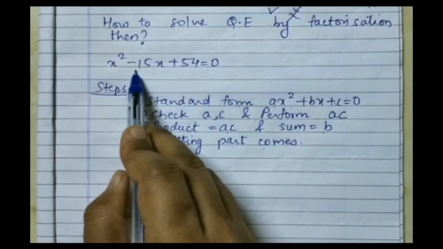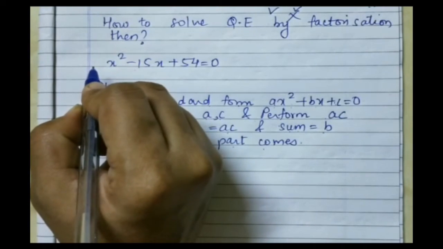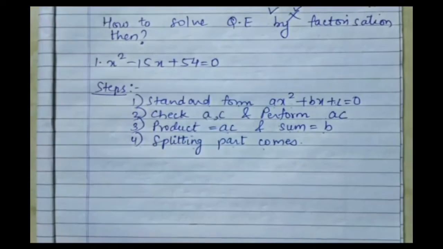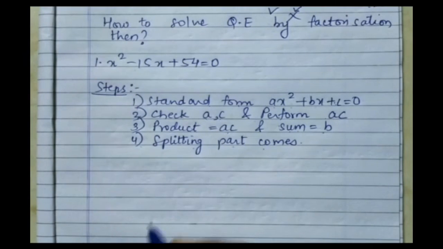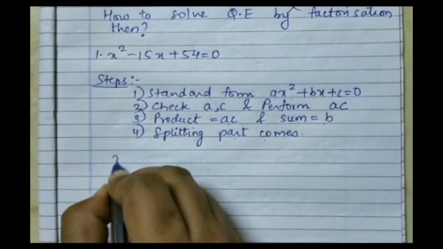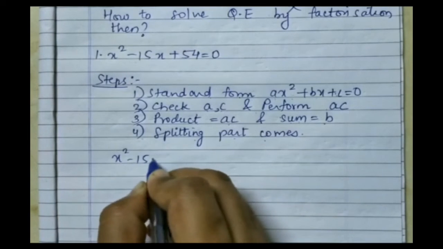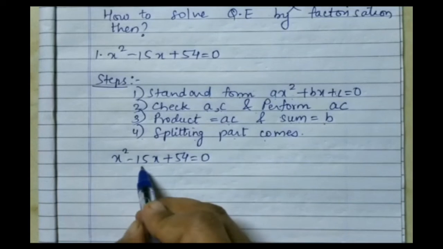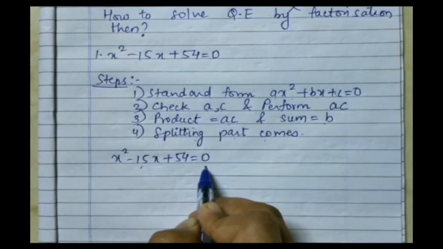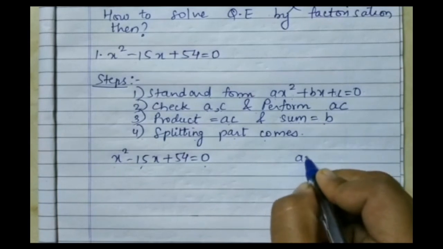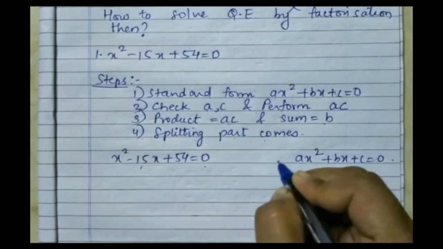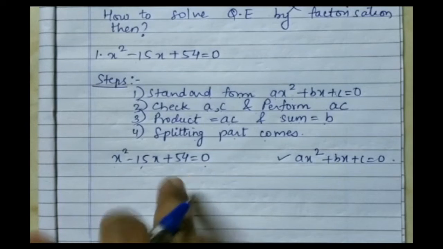So I have taken this example. This is from your practice set 2.2, question number 1. Let's start solving this. x square minus 15x plus 54 equal to 0. First I need to check whether it is in the standard form or not. So I'm just checking. Okay, it is in the form ax square plus bx plus c equal to 0. Okay, done. The first step clears up.